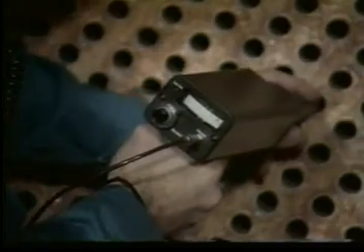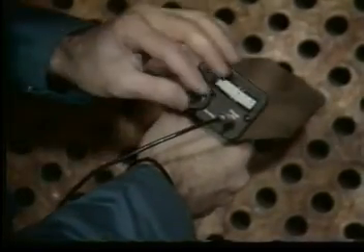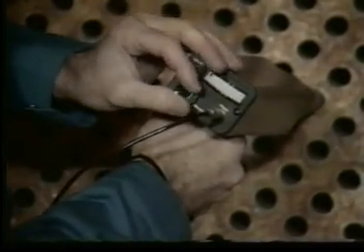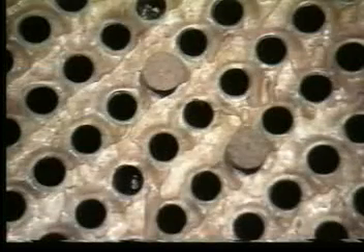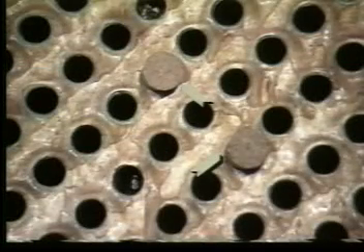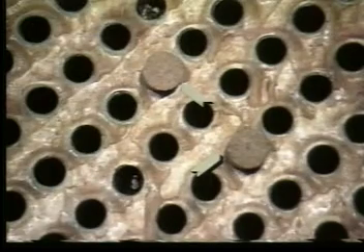A natural progression from one zone to another will be noted by a change in the meter reading. Readjust the sensitivity and repeat this process in each of the test zones, moving to central tubes when peripheral zones are completed. At the end of the test, you will see a visual pattern of corks which may help you determine areas of future investigation for eddy current testing.